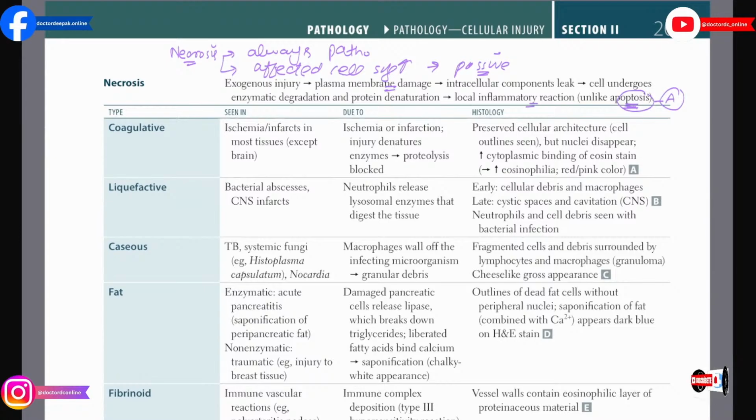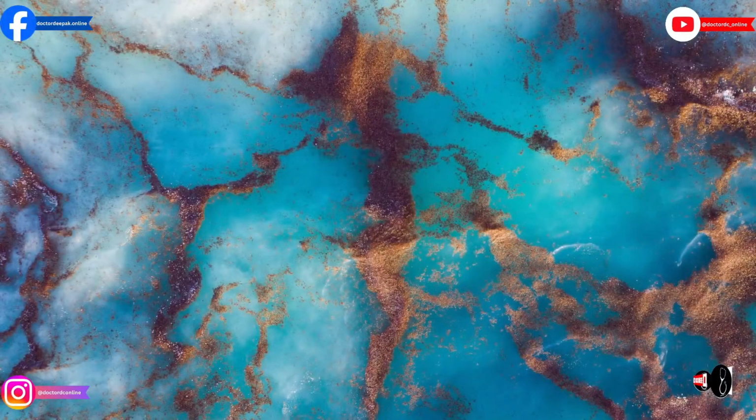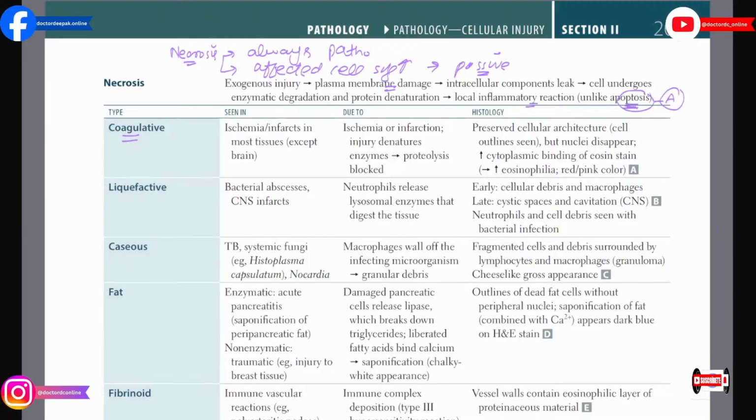So just try to memorize everything step by step. First try to clear your concept, then after that try to memorize the things. Now let's talk one by one. First of all, we will discuss the type of necrosis, coagulative necrosis. So I will highlight the important points which you guys have to remember.